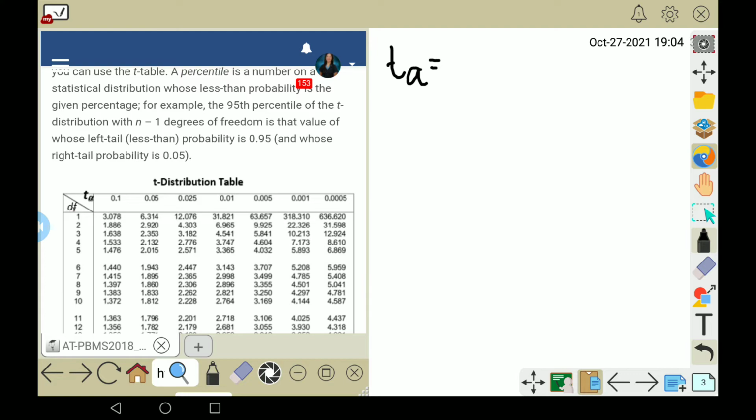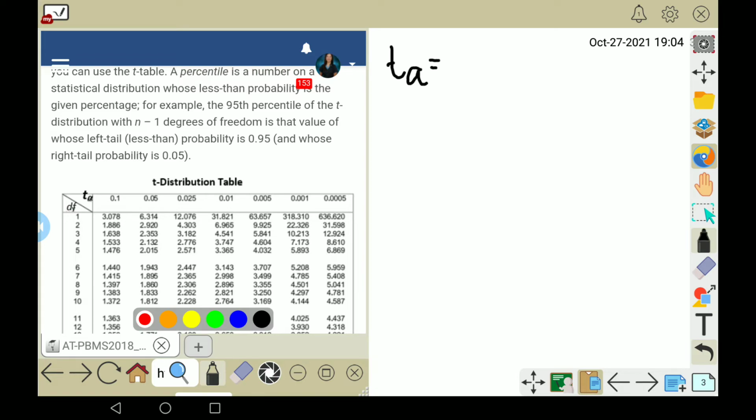T of A, and A represents your this one. Okay, the 0.1, 0.05, 0.025. How would we be able to know if we were going to use 0.1? How about 0.05? Okay, so we are going to know that by their percentage or percentile.